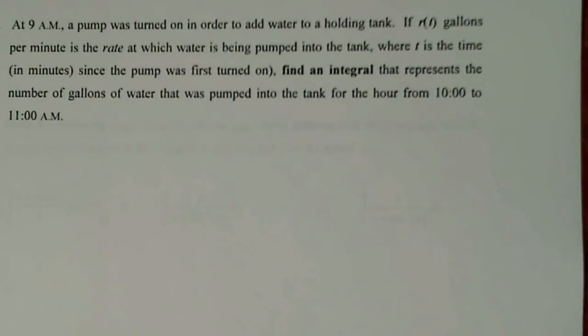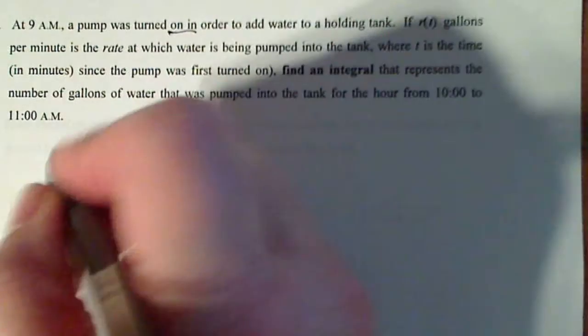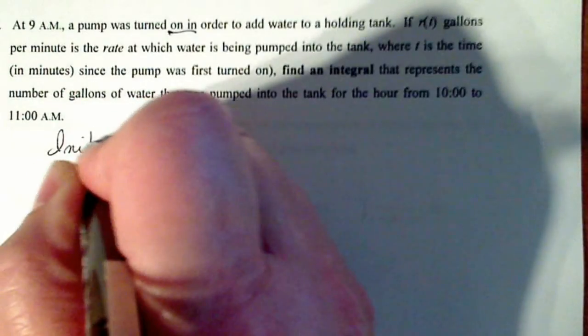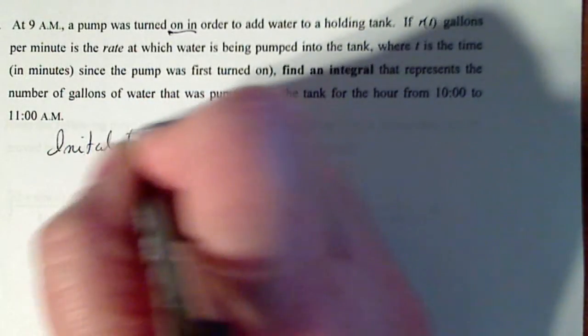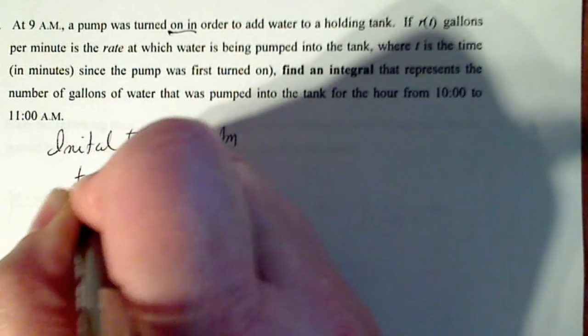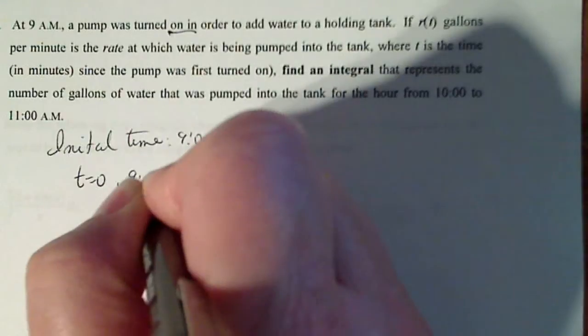So there's all kinds of things to think about here. At 9 a.m., the pump was turned on. Okay, so that means that my initial t happened at 9 a.m. So in other words, when t equals 0, it's 9 a.m.